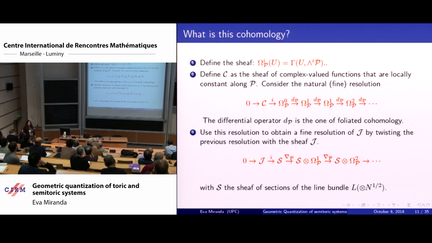Let's talk a little bit about sheaf cohomology. Why not? It's a good moment of the day. It's 10:25. It's the moment to talk about sheaf cohomology.